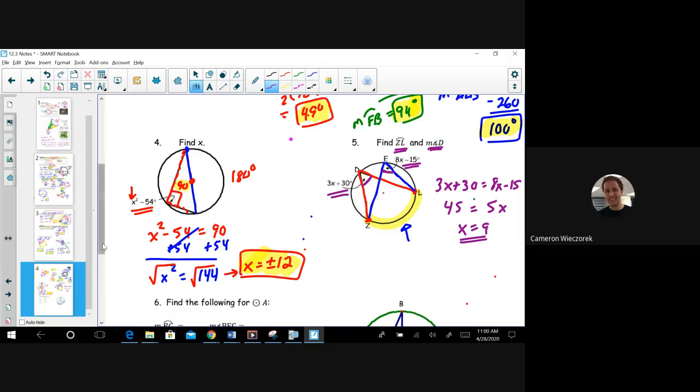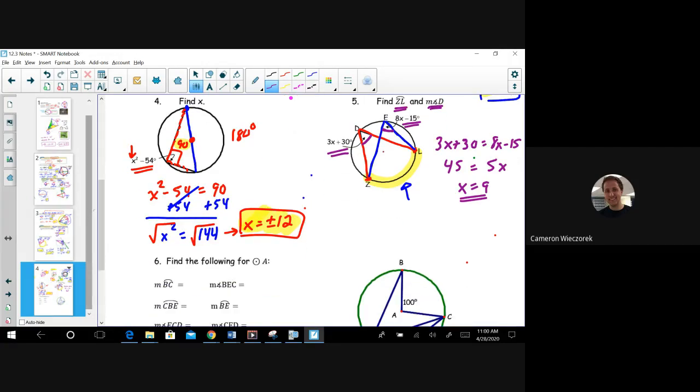You got to plug it back in. You don't have an expression for the arc, so you're first going to have to plug back in for angle D. So I'm just going to do 3 times the value I just found, 9 plus 30. 27 plus 30 is 57. So this is a 57-degree angle. And, they didn't ask for it, but that means this one's also 57.